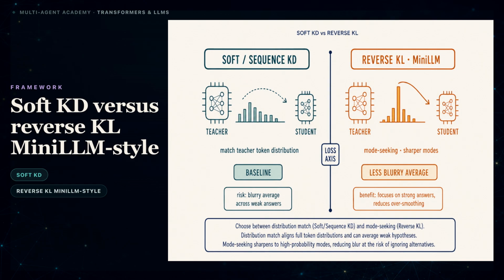A reverse KL objective changes the direction of the comparison. It penalizes the student when it assigns probability to continuations that the teacher considers unlikely. The result tends to concentrate the student on answers that the teacher strongly prefers. MiniLLM applies this reverse direction objective to generative language model distillation. Neither direction is automatically better for every task. Standard soft distillation may preserve more of the teacher's full uncertainty, while the reverse objective may produce sharper generations. Compare them on the behavior that matters, including factual answers, diversity, formatting, and failure rates.